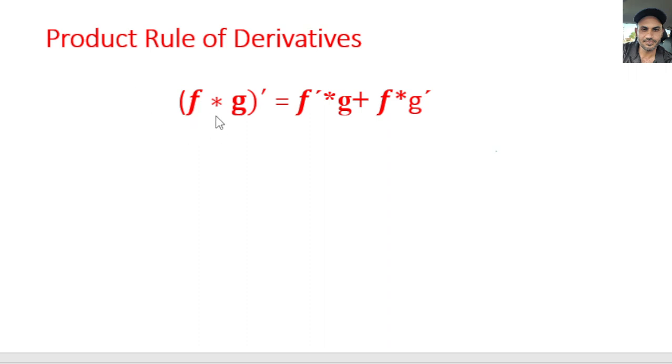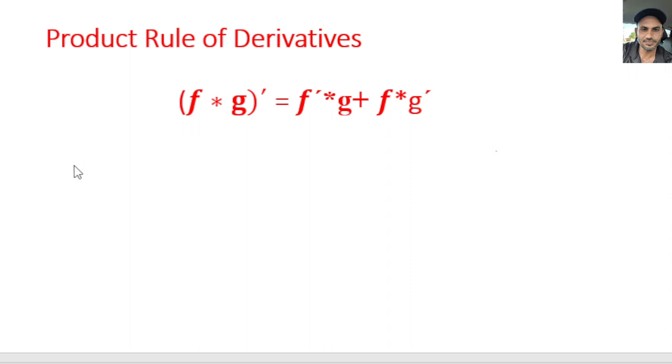So we have these two functions multiplying. We have a function f and a function g, and the expression is the product of these two functions, and we want to take the derivative of this product. So how do we do that? We take the derivative of the first function times the second function, plus the first function times the derivative of the second function. So let me just rewrite it again.